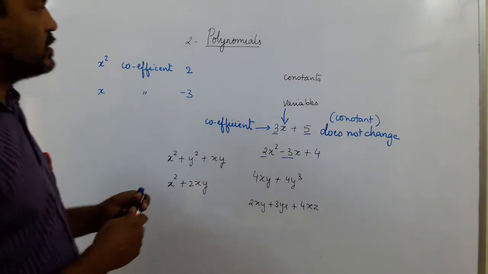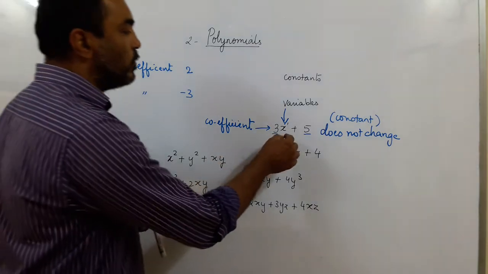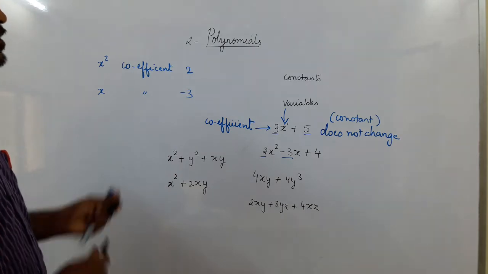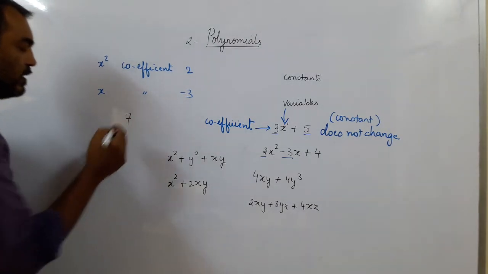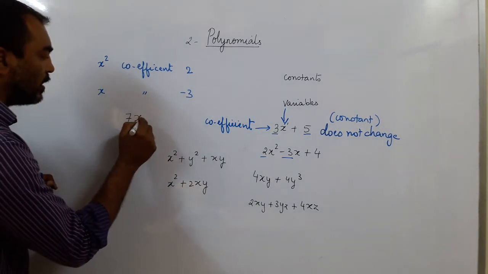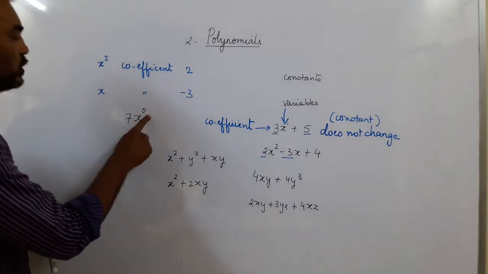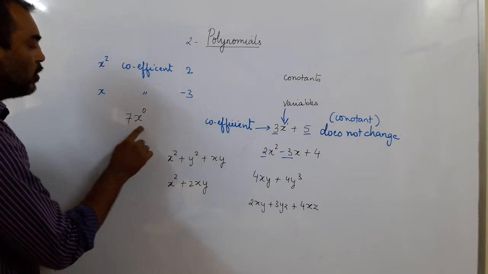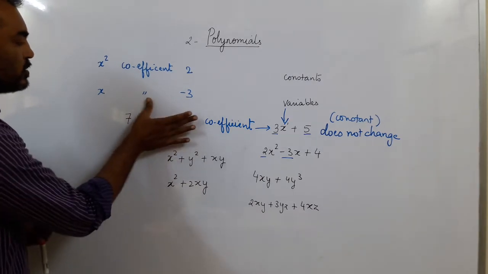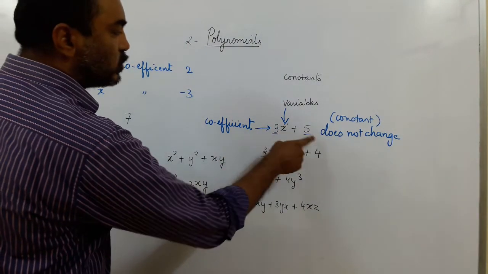Here, this is a polynomial with degree 1. The degree of the polynomial is 1 because the highest power of x is 1. Now if I just write 7, this is a constant. There is no x, so I can write x raised to 0. Why? Anything raised to 0 is 1. So the degree of this is 0. You can say a constant term has degree 0.